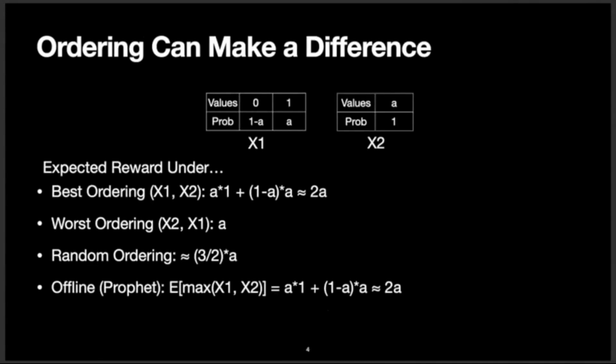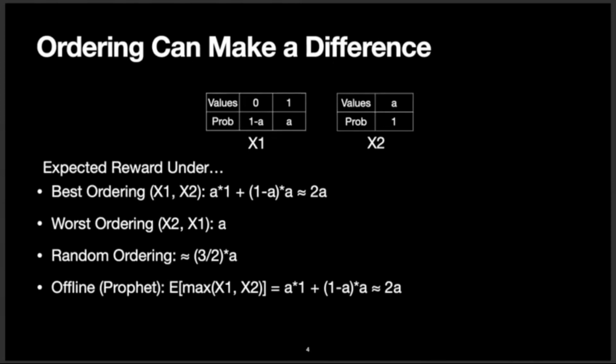Now here I'm going to talk about a simple example that shows that ordering can make a huge difference. Here we have 2 variables, x1 and x2. x1 can take on values 0, 1 with probability 1 minus a and a. And x2 always takes on value a with probability 1. In this case, there are only 2 orderings. Either we interview x1 first or x2 first. In the ordering x2, x1, so we interview x2 first and then x1, this happens to be the worst order.